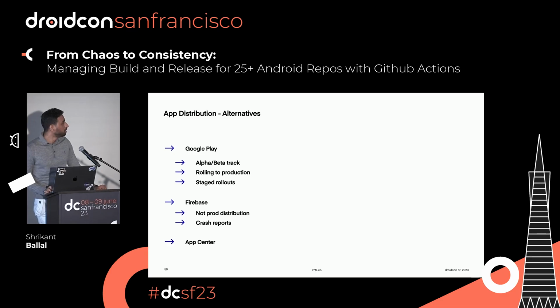In Google Play, alpha is nothing but private. For private groups, I can use the alpha track. Beta will be more public, a closed group. And then that same APK can be further advanced to production as well. We also do staged rollouts. In the case of Firebase, we use it for internal testing and crash reports.